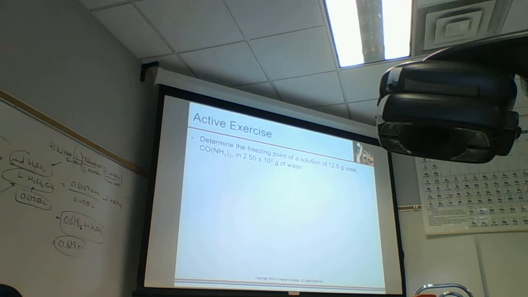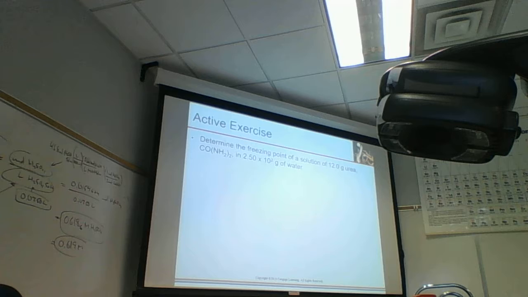When we're dealing with molality, numbers are a bit tricky, so we have to shift our thinking a little bit. We have 12.0 grams of urea, and this is our solute. Then we have 250 grams of water. This is our solvent. Altogether, we have 262 grams of solution, because the solute plus the solvent equals a solution.